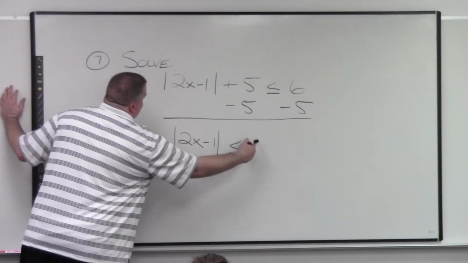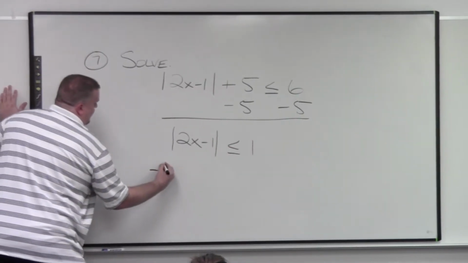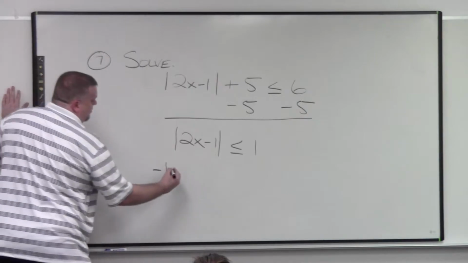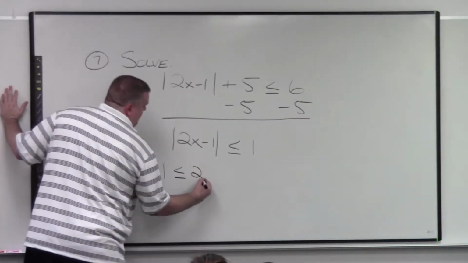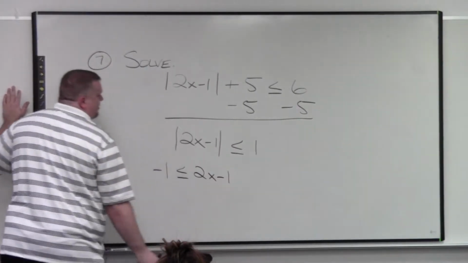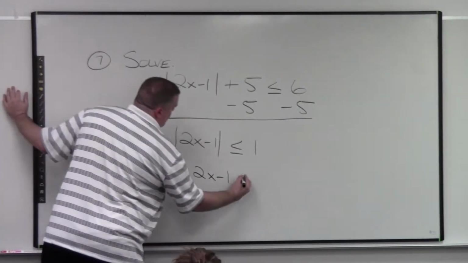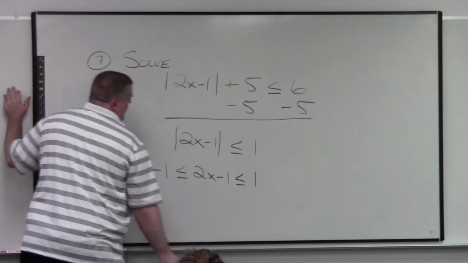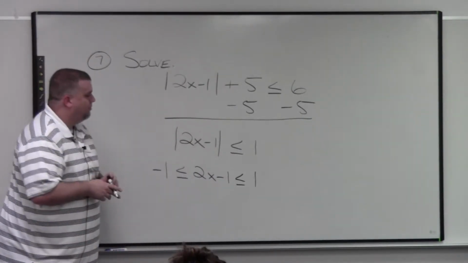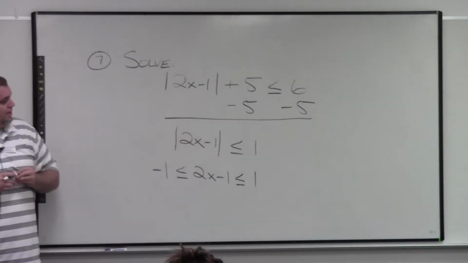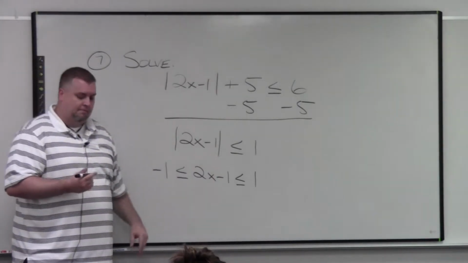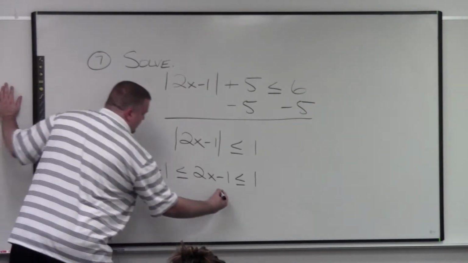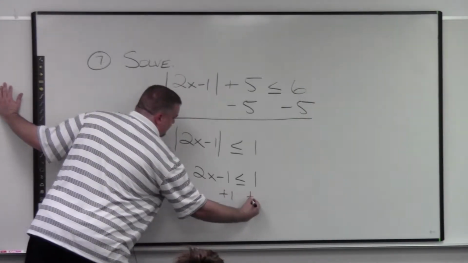So what we're going to do is we're going to take this number, 1, and take the opposite, -1, write the same symbol. What's in the absolute value goes in the middle. And then keep the right side exactly the same. We still have that less than or equal to 1. Our goal now is to get x by itself in the middle. So what would our first step to do that be here? Yep. Let's add 1.